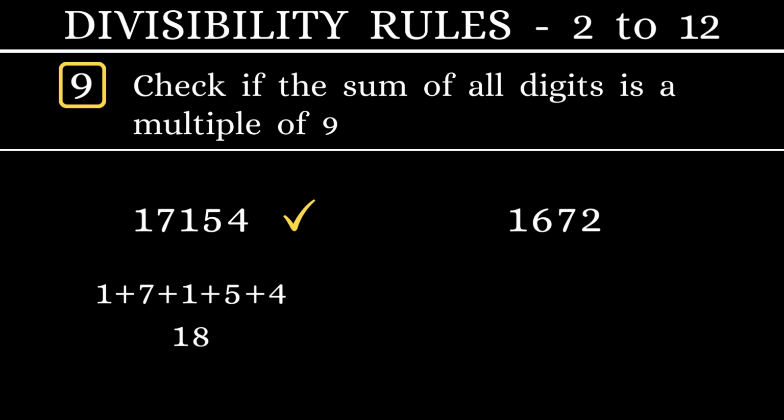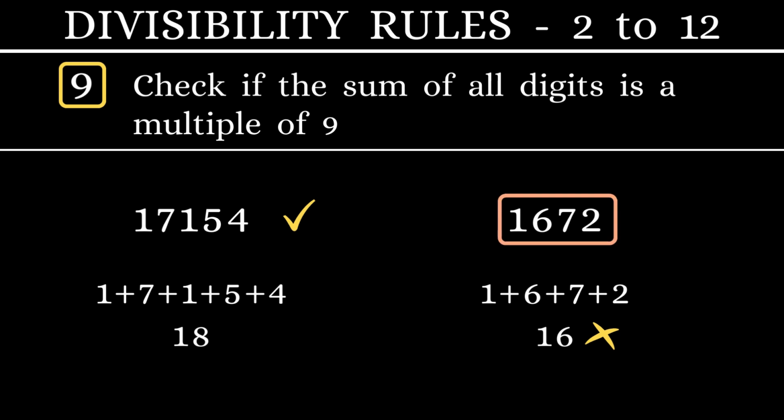Next example, 1672. 1 plus 6 plus 7 plus 2 is 16, which is not a multiple of 9. So that means the given number is not divisible by 9.